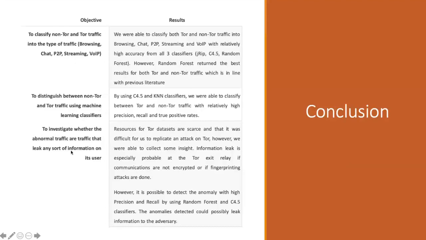Our third objective is to investigate whether the abnormal traffic leaks any sort of information on its users. Resources for TOR datasets are scarce, and it was difficult for us to replicate an attack on TOR. However, we were able to collect some insight. Information leak is especially probable at the TOR exit relay if communications are not encrypted or if fingerprinting attacks are done. However, it is possible to detect the anomaly with high precision and recall by using random forest and C4.5 classifiers. Anomalies detected could easily leak information to the adversary.